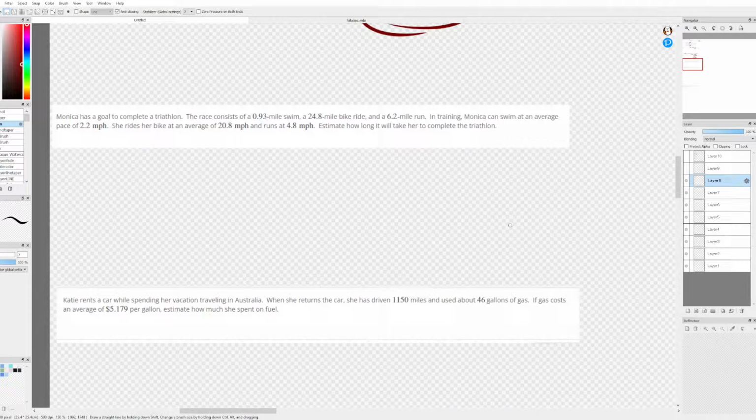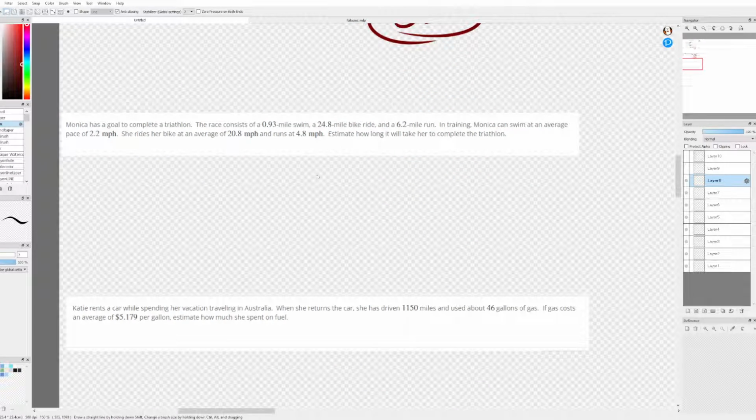This next one is a little bit more tricky since it has more parts, but it's easy to break down. The race consists of about a 1 mile swim. It's 0.93, which we can round up to 1. A 24.8, which we can round to 25. A 6.2, which we can round to 6. A 2.2, which we can round to 2. A 20.8, which we can round to, we'll do 20 just to make it easier for us. And 4.8, which we can round to 5.